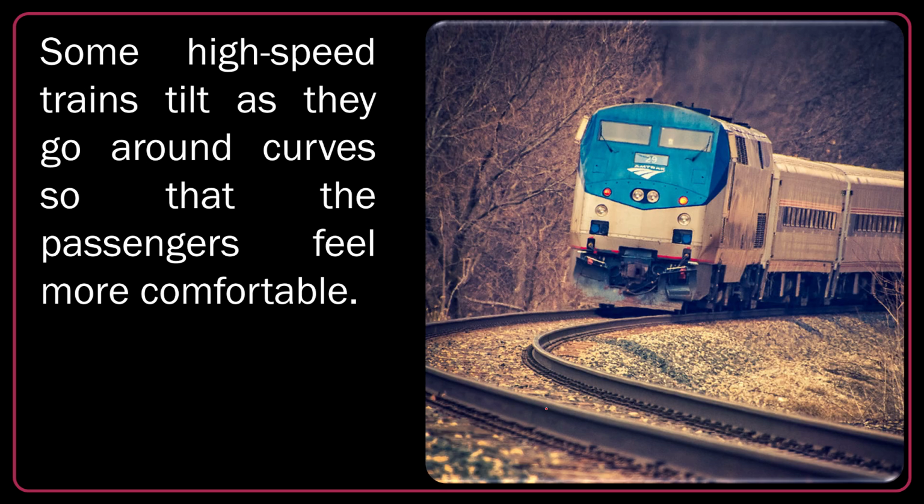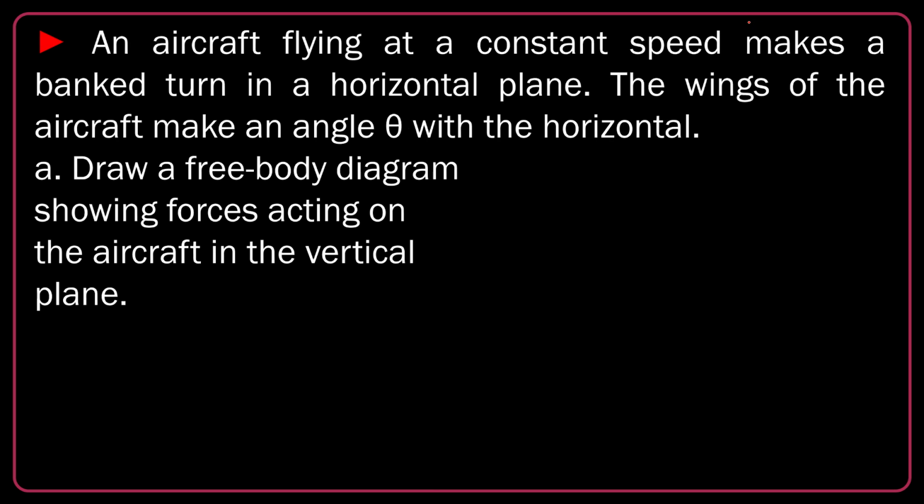Some high-speed trains also take advantage of this technology, tilting as they go around curves so that the passengers feel more comfortable. Here again they use the same transverse slope banking, and so the normal force may be slightly larger than mg, but it gives a lot of comfort to passengers.